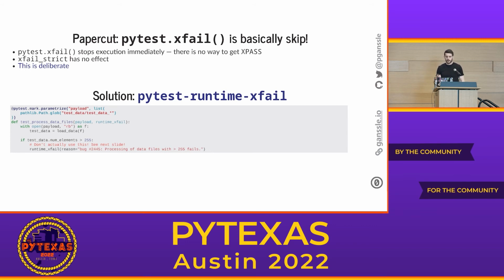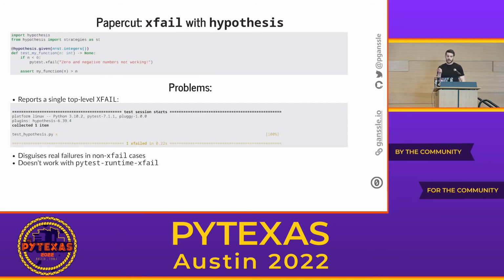It seems pretty good. There's another papercut, which is really unfortunate: if you use Hypothesis, which is a property testing framework, it doesn't really work that well with xfail. If you're not familiar with Hypothesis, the idea is that you tell Hypothesis what your inputs are going to look like. You say, all right, this is a function that takes integers, so just give me integers.